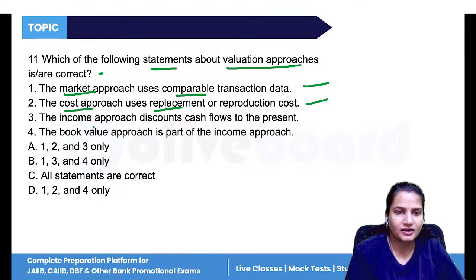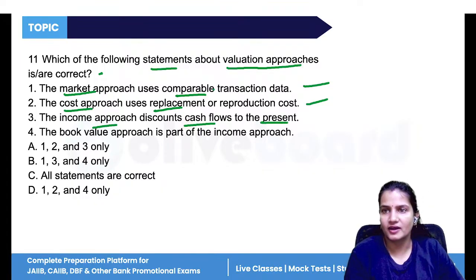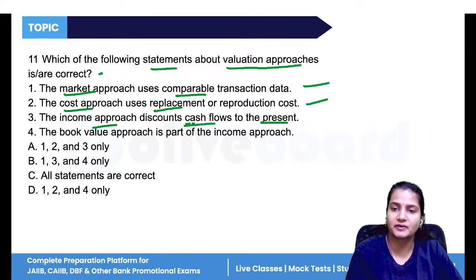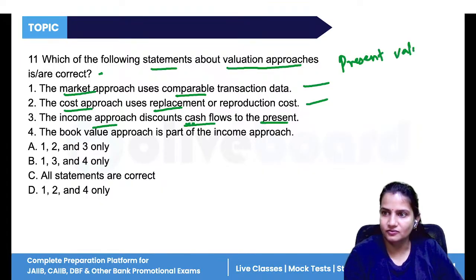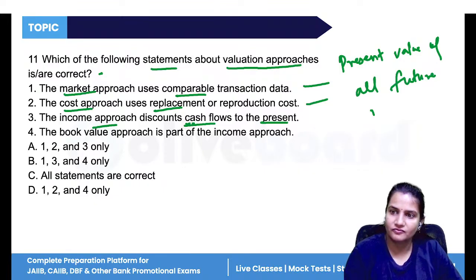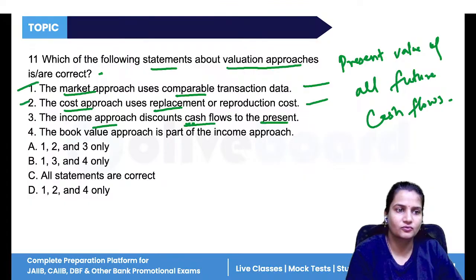Okay, now the income approach discounts cash flows to the present. Yes, what the income approach says is what actual value you are going to create in the future. So what are your expected earnings in the future? It discounts all your cash flows. It helps in finding the present value of all the future cash flows. So 1, 2, 3 are correct now.